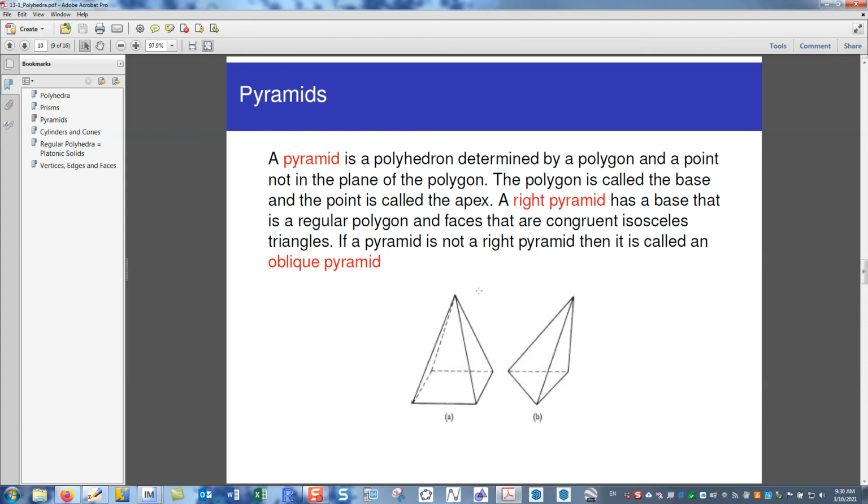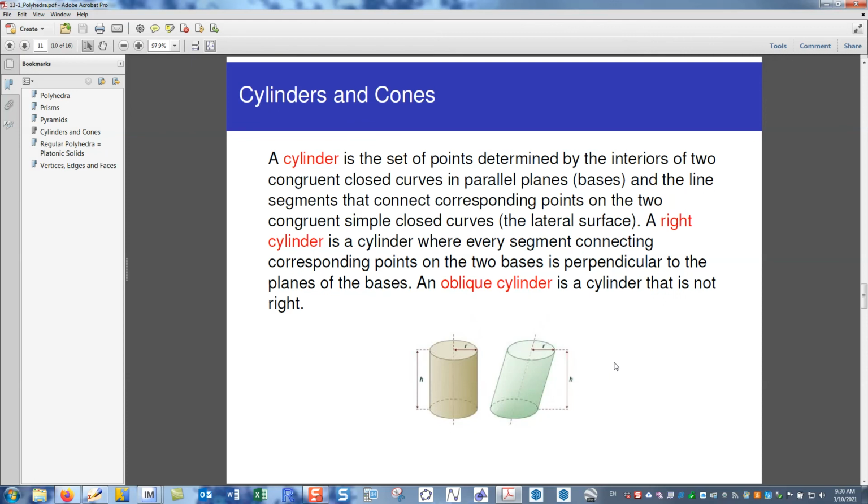If the pyramid's not right, then it's called an oblique pyramid, and B would be an example of an oblique pyramid. Here we can see that perhaps this triangle on the left might be thought of as isosceles. Certainly this one on the right and the one that's around back are not isosceles, because we see that this length is probably shorter than that edge length. So what that means really is that the apex falls over some point on the base that's not the center of the base. So, a quick classification scheme for pyramids.